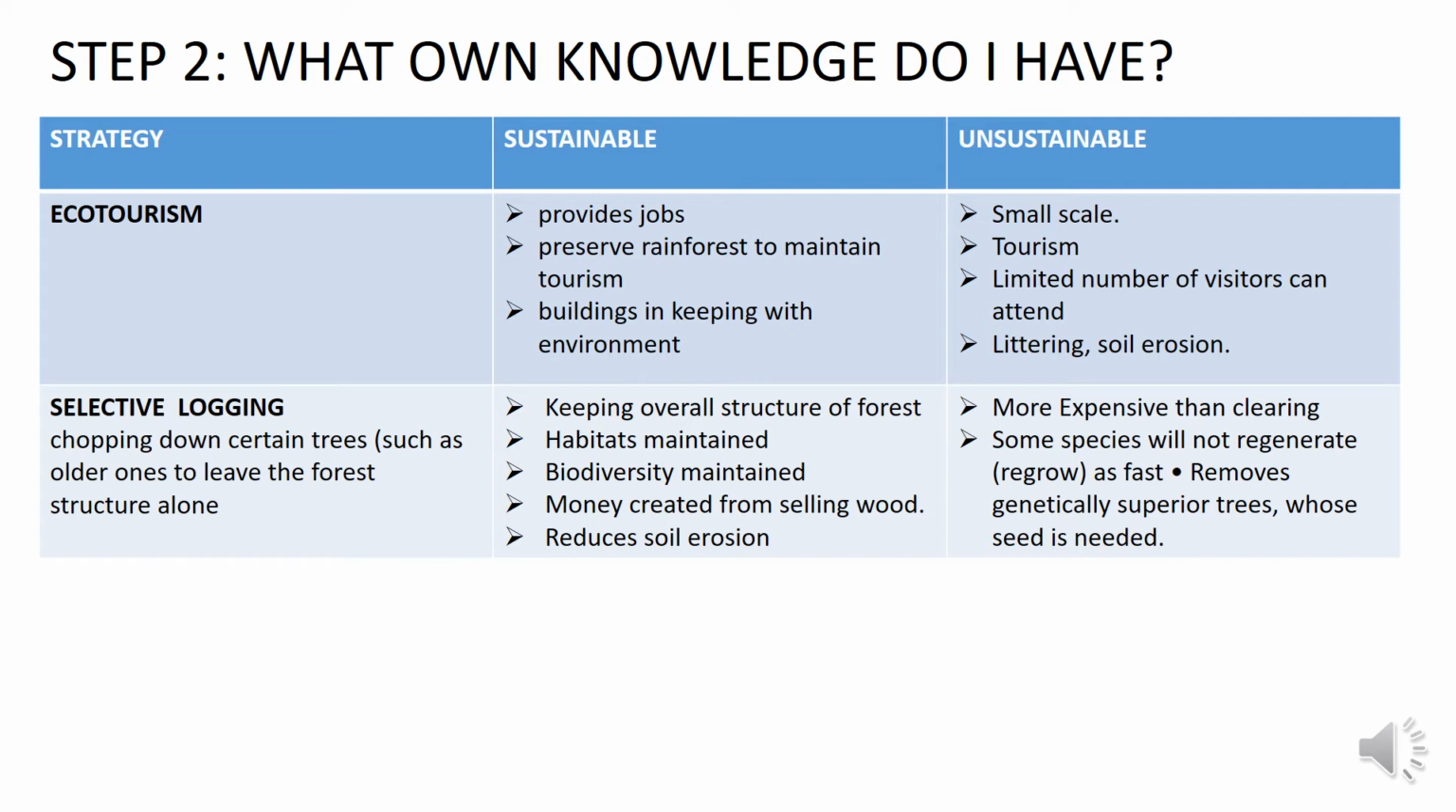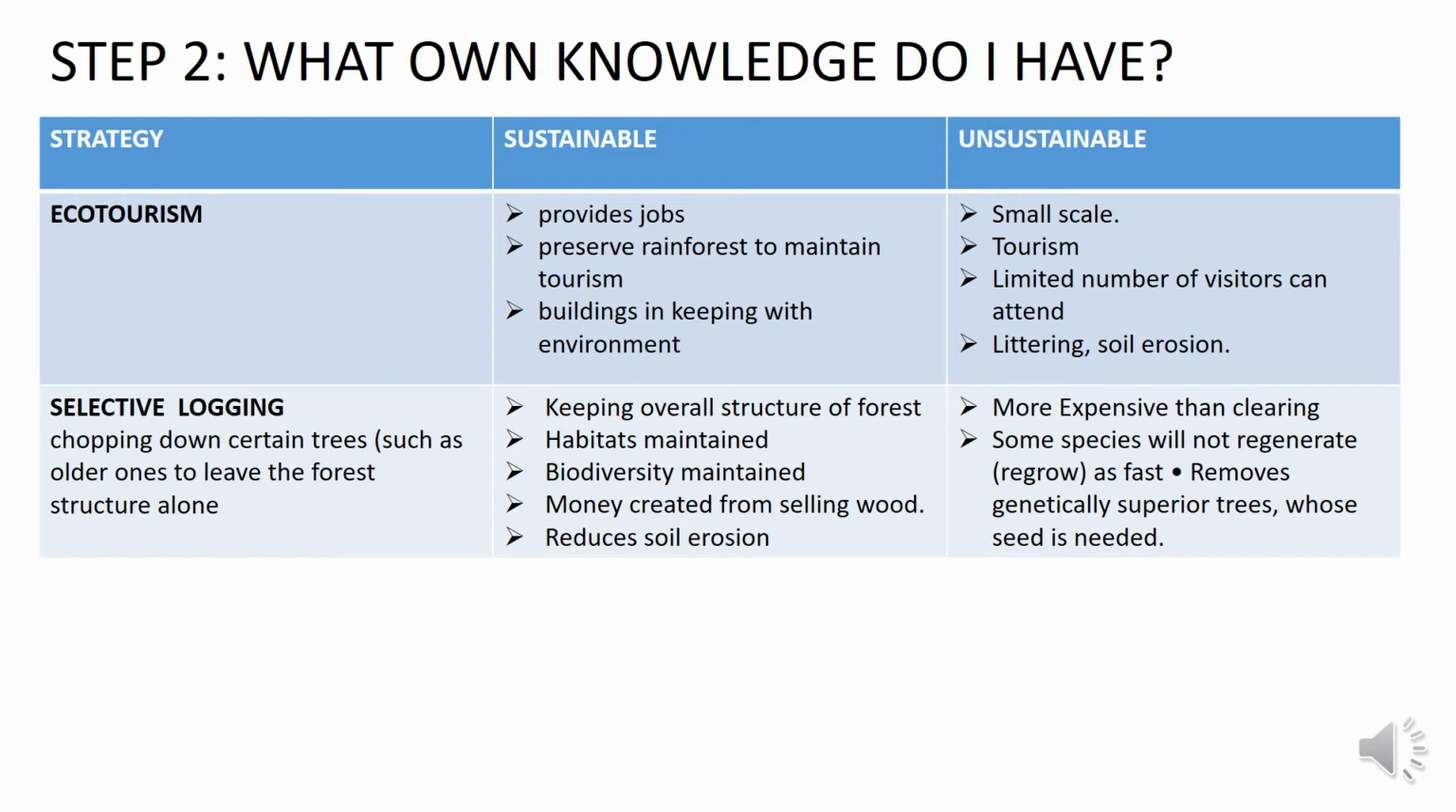Selective logging, though, is unsustainable. It's more expensive to chop down certain trees and remove them than clearing a whole area. Some species of trees will not grow as fast. And also, it removes genetically superior trees whose seed is needed, because the older trees are obviously the ones that have the more successful genes, and they're the ones that will be removed.